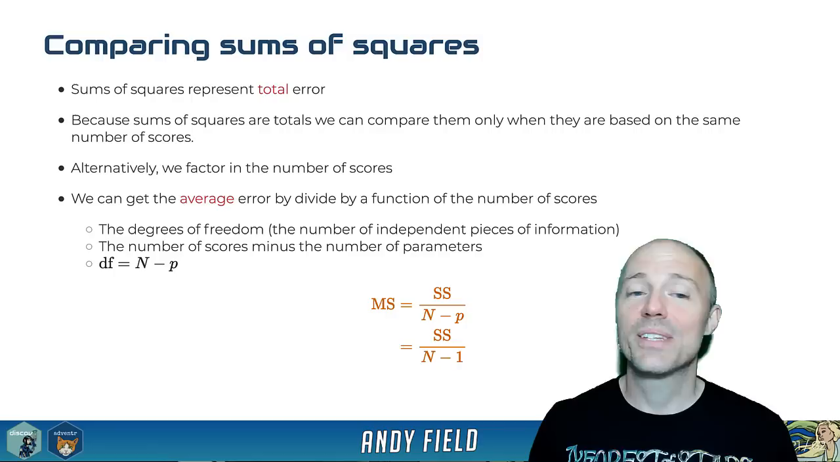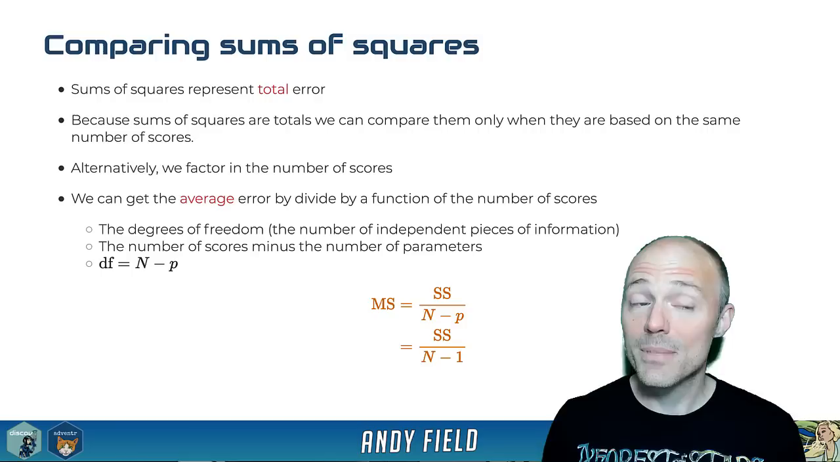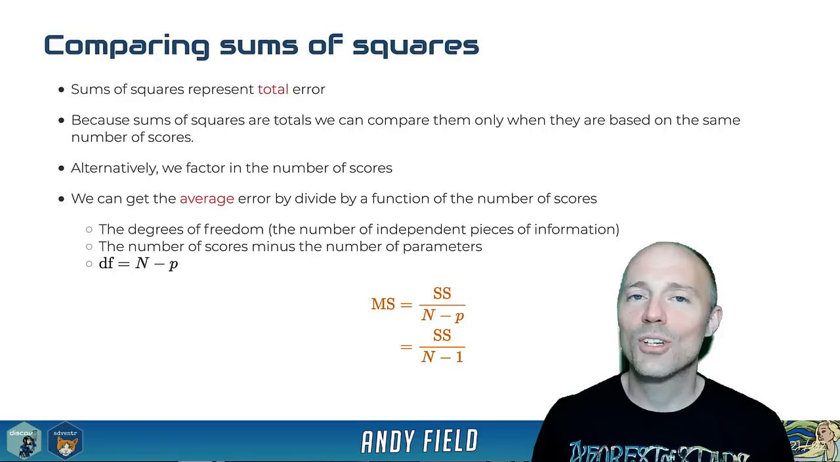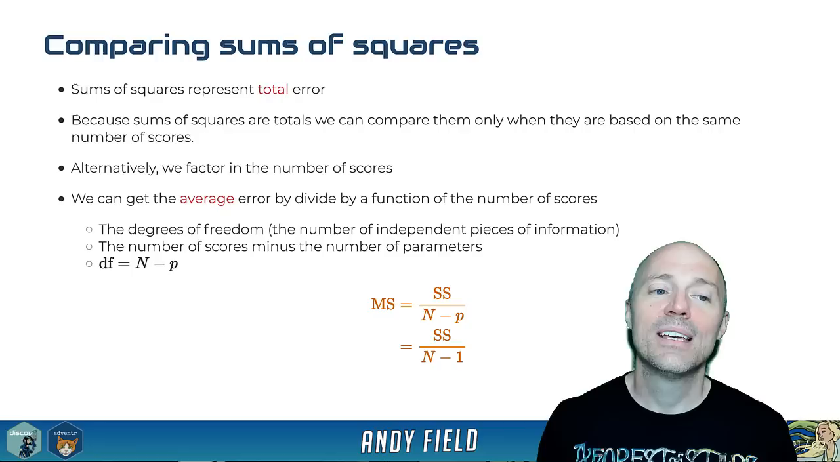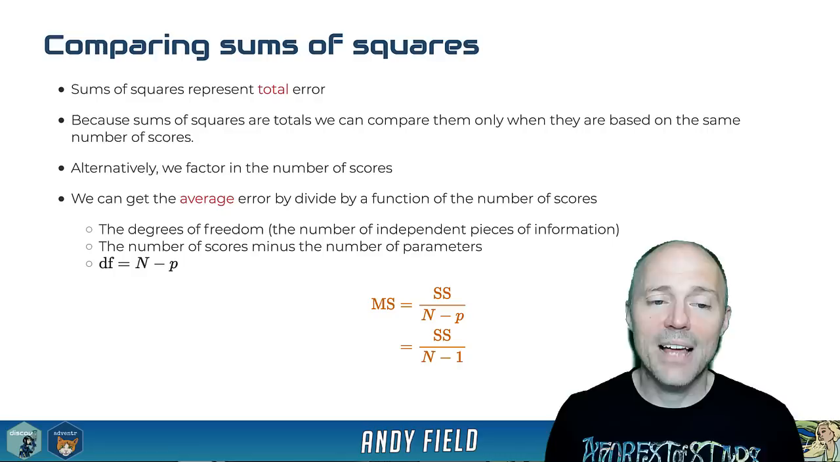So more often than not, if we're in a scenario where we want to compare sums of squares, rather than using sums or totals, we factor in the number of scores that were used to calculate the sum of squares. Basically, we can take something you can think of as an average error, rather than a total error. That's just the total error divided by some function of the number of scores that were used. We could just use the number of scores to get an actual average, but what we end up using is something known as the degrees of freedom.